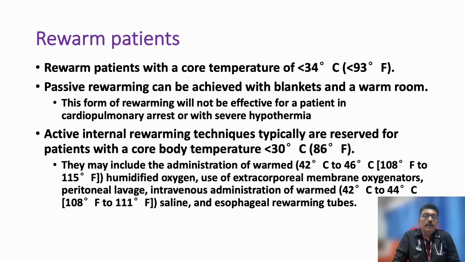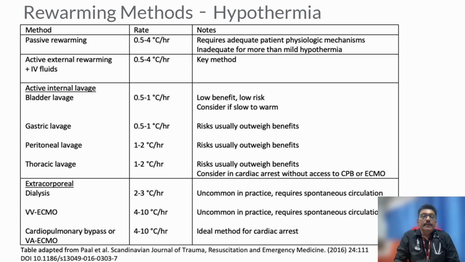So, warmed, humidified oxygen, extracorporeal membrane oxygenators, peritoneal lavage with warm water, and intravenous administration of warmed Ringer lactate or saline should be given. Esophageal rewarming tubes can be tried. There are a lot of rewarming techniques available in this chart. You can see this. I am not going to explain everything in detail. We have bladder lavage, gastric lavage, peritoneal lavage, thoracic lavage. They all come under active internal rewarming that should be tried in patients with severe hypothermia, less than 30 degrees Celsius.